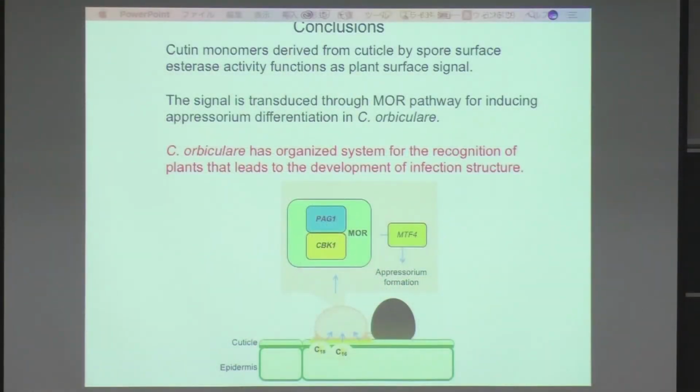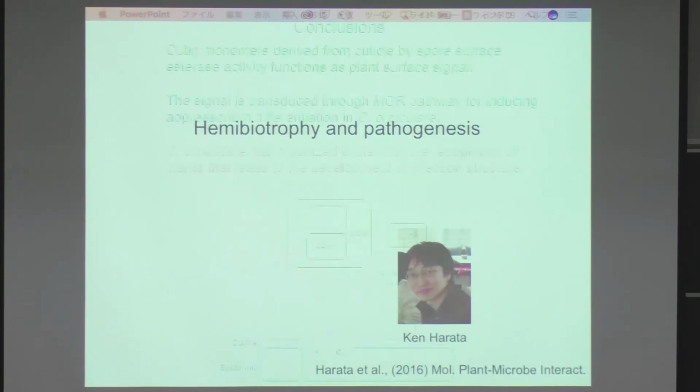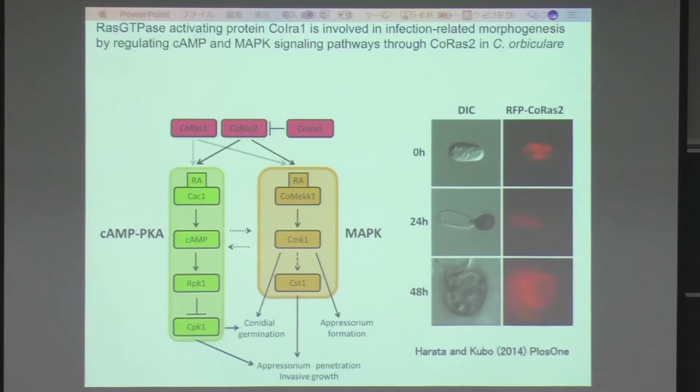So I'd like to summarize the conclusion of this part. Cutin monomer derived from cuticle by spore surface esterase activity functions as a plant surface signal. The signal is transduced through the MOR pathway for inducing appressorium differentiation in C. orbiculare. And conclusively, C. orbiculare has an organized system for the recognition of plants that leads to the development of infection structure. So now I'd like to move on to the second part, hemibiotrophy and pathogenesis.